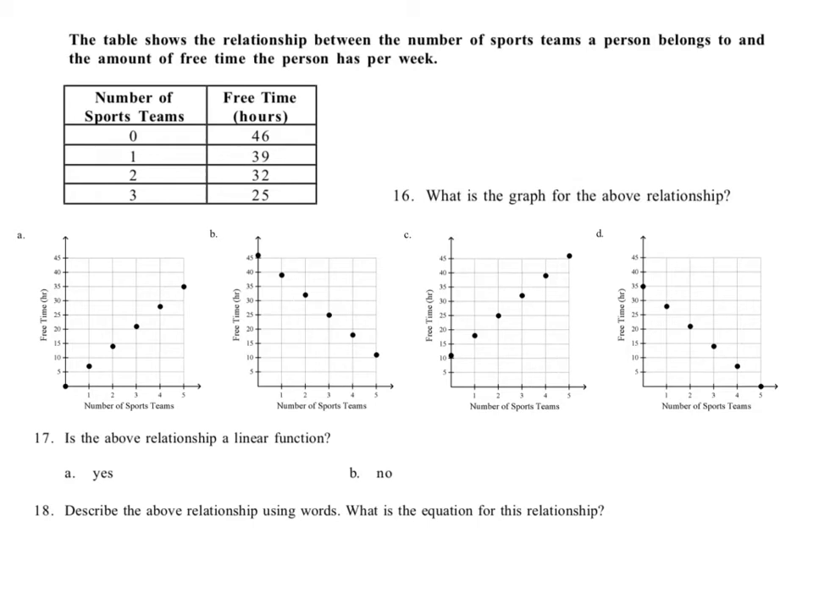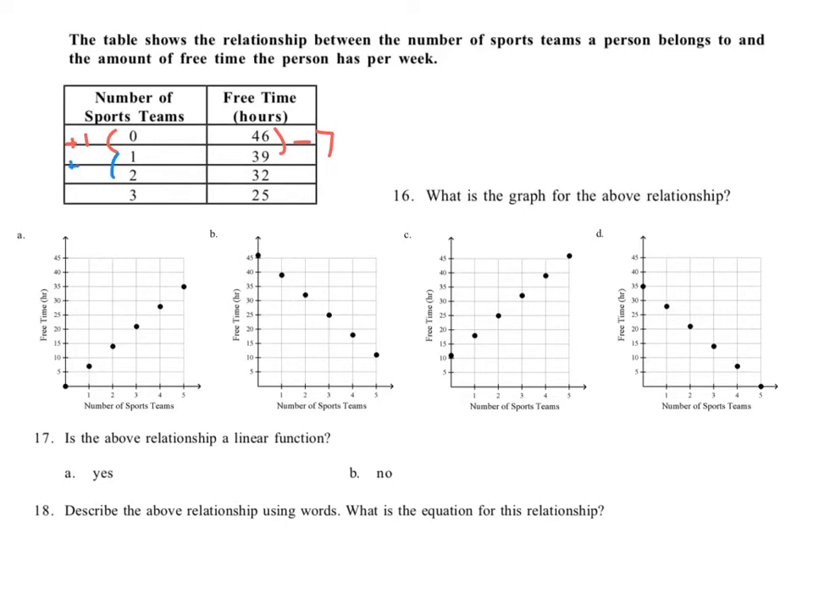All right, the table shows the relationship between the number of sports teams a person belongs to and the amount of free time they have per week. You notice that as you increase your number of sports teams, your free time is dropping. And in fact, in a linear fashion, look how the drop is. This goes up by 1, plus 1. This goes down by 7, minus 7.